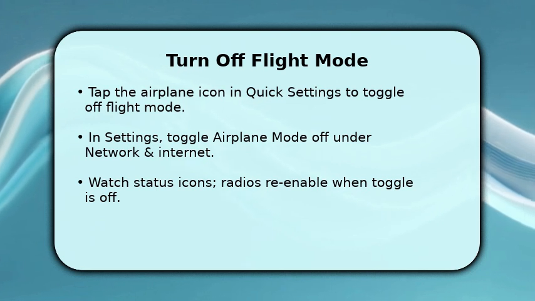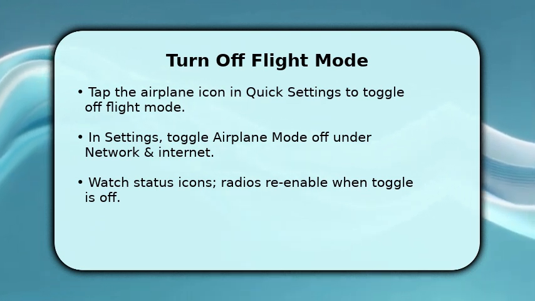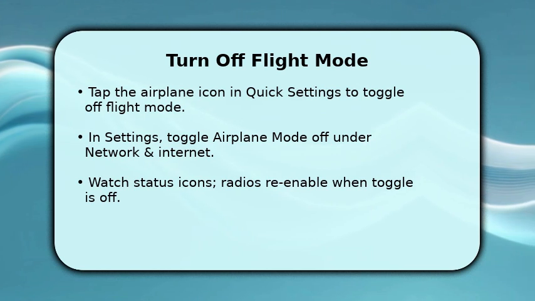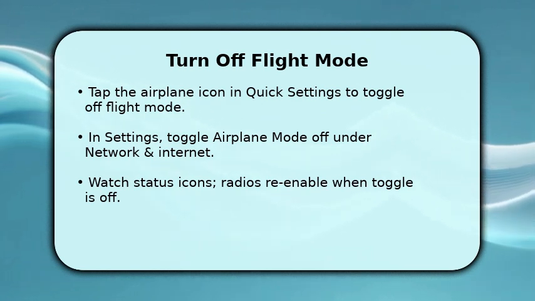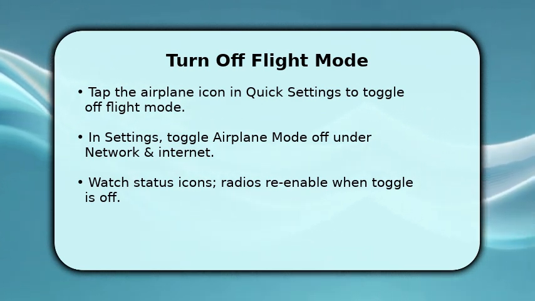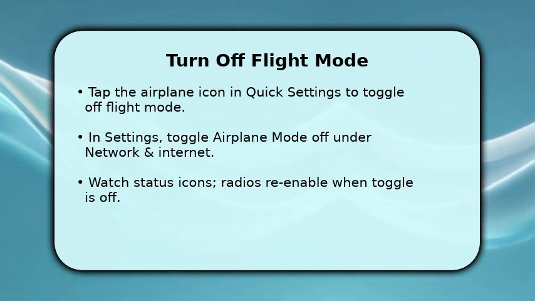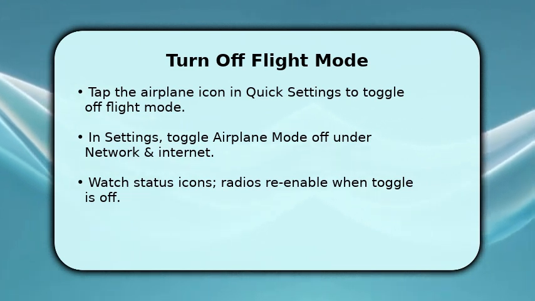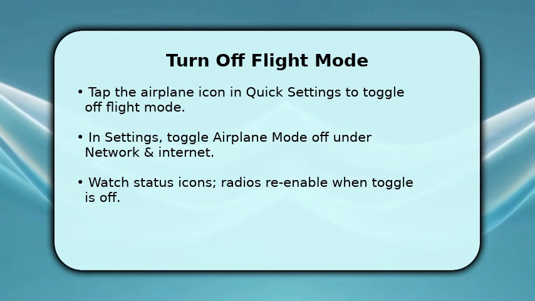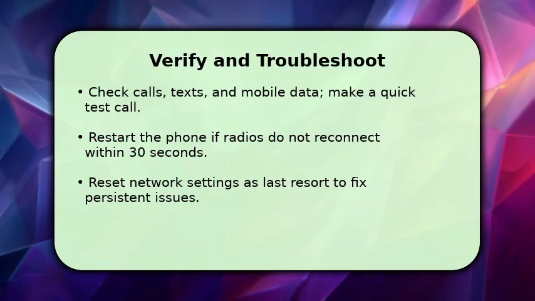Once done, look at the status bar. Cell signal bars and Wi-Fi or Bluetooth indicators reappear. Make sure to manually re-enable Wi-Fi or Bluetooth if they stayed off. Finish by verifying functionality. Place a quick test call or check mobile data and Wi-Fi to confirm connections are back.